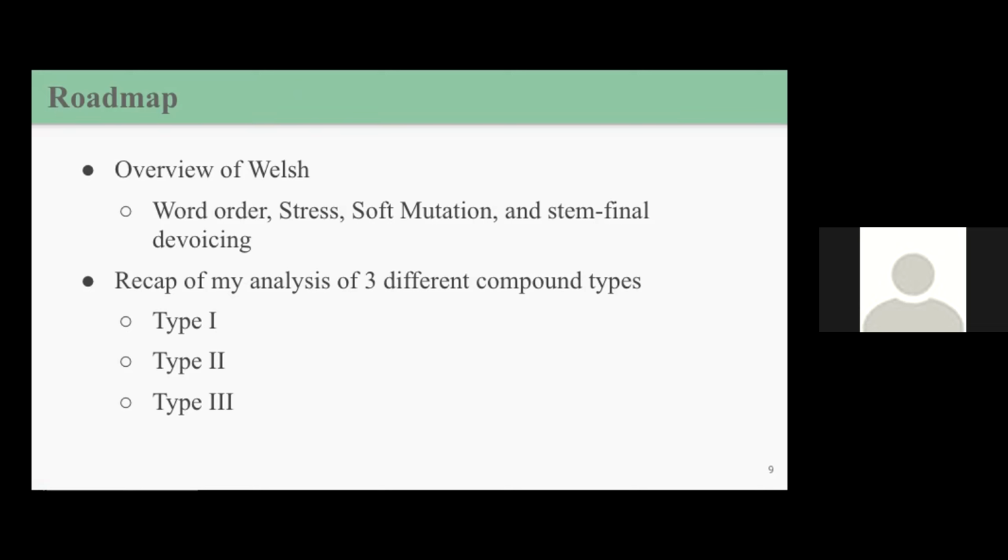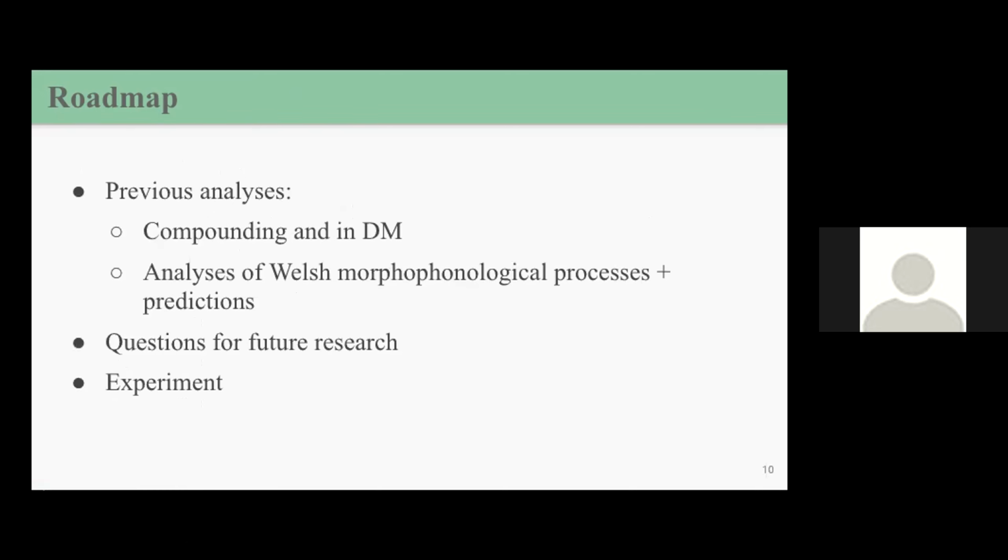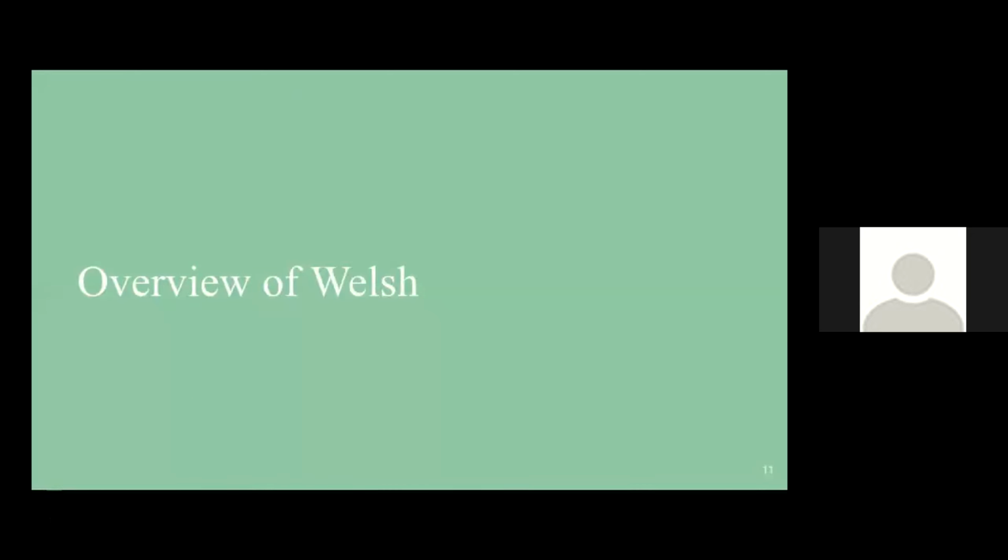Then my plan is to give a recap of my analysis for the 3 different types, and then compare to previous analyses of compound DM, and also different approaches to Welsh morphophonological processes and the predictions that those analyses make, and lay out some questions for future research, aka the goal of my dissertation, and lay out some experiment goals that will hopefully work into that. Cool, does that sound okay?